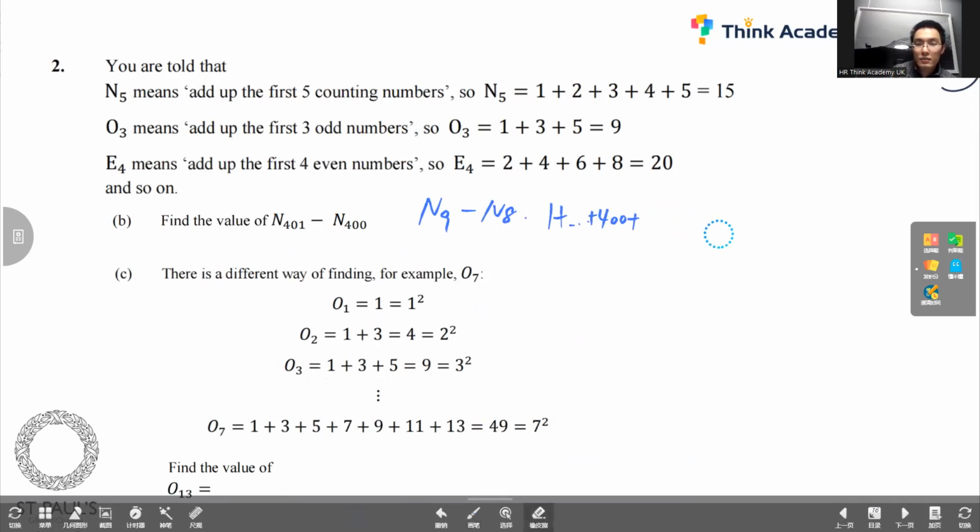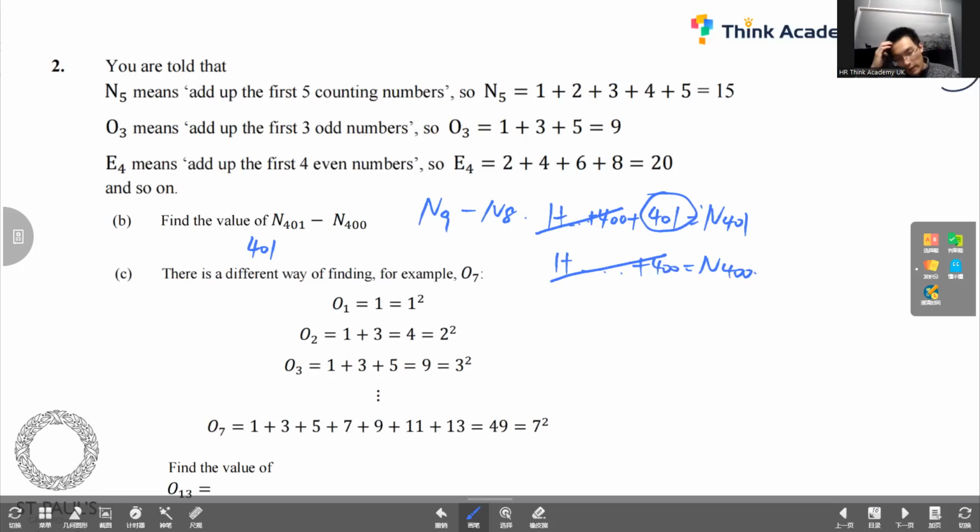Okay, let me write over there. Plus 401, this is N401, and then 1 plus all the way to 400, this is N400. So if we take away N400 from N401, we're just canceling out the previous part, the 1 plus all the way to 400. So what's left will be just the 401. So the answer for question B is 401. Then for question C, there's a different way of finding the results of O. This again is what I taught in lesson 4, autumn term, arithmetic progression.